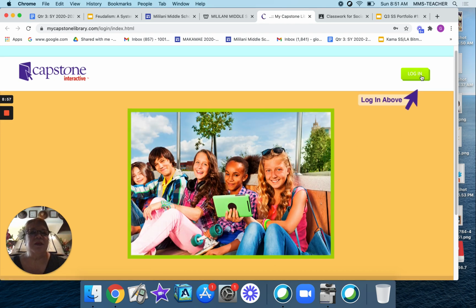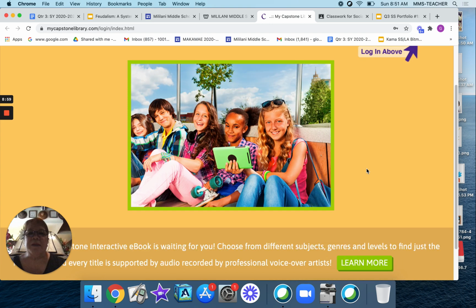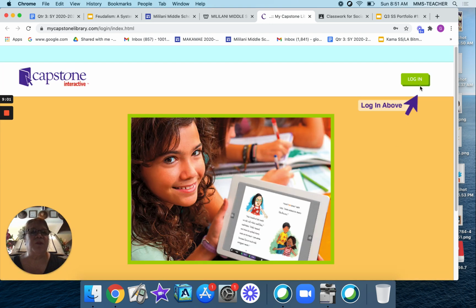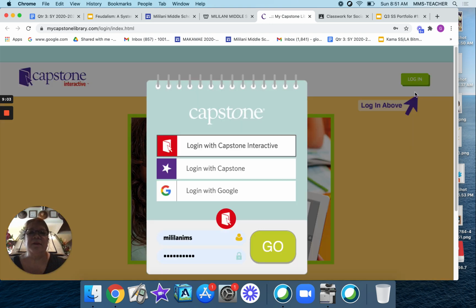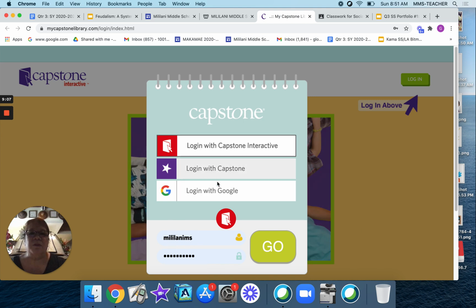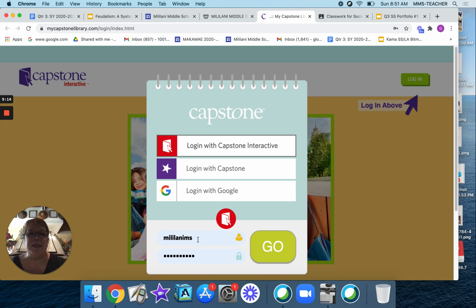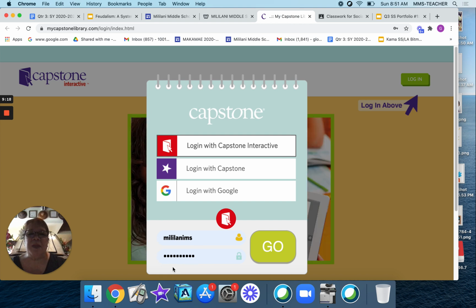To do the login, I'm going to press login, and you're going to type in the bottom. Don't have to do anything up here, but type in the bottom, Mililani MS, all lowercase. That's your username. And password, you'll type in the same, Mililani MS. The username and the password are the same. So do that and then press go.